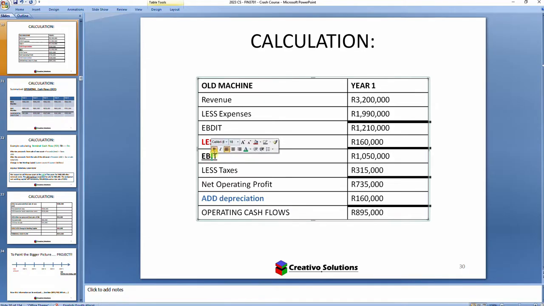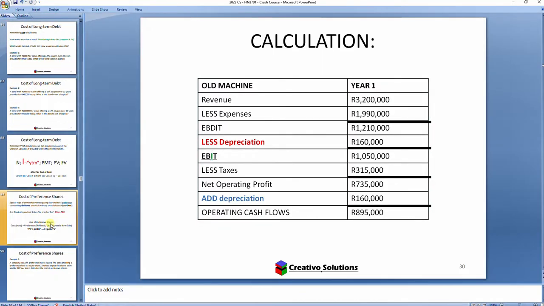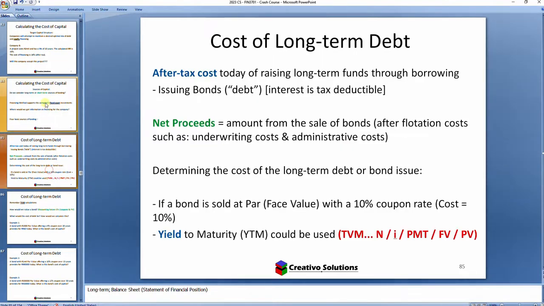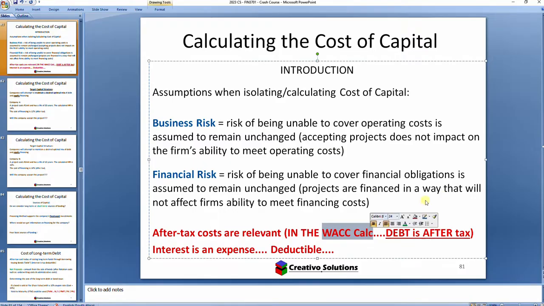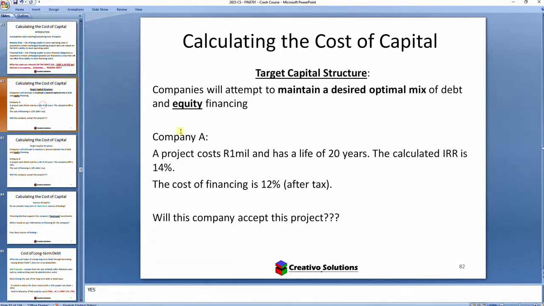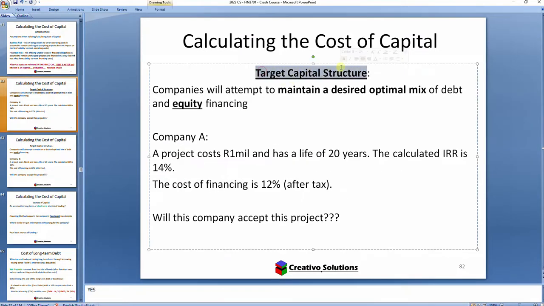If you're using debt, always remember it's a good thing. Debt is good because you can claim a deduction. Debt helps us. It doesn't harm us. So when we're looking at cost of capital, in the WACC calculation, which you'll see later, always remember that debt is after tax, so you need to remove tax, always. So debt can be cheaper because of the write-off, because of the interest tax deduction that you can make use of.